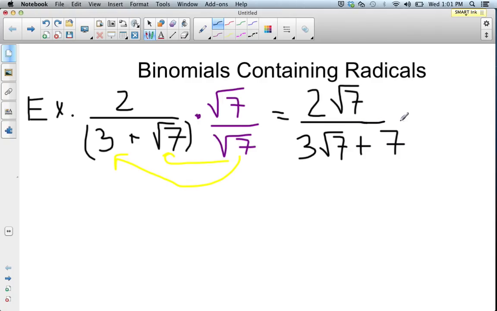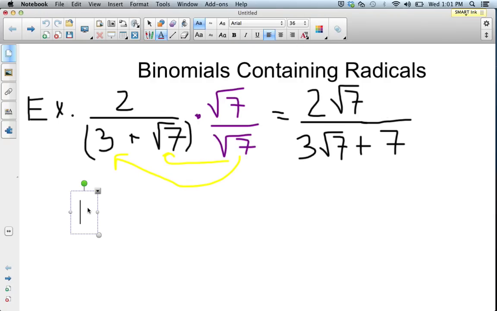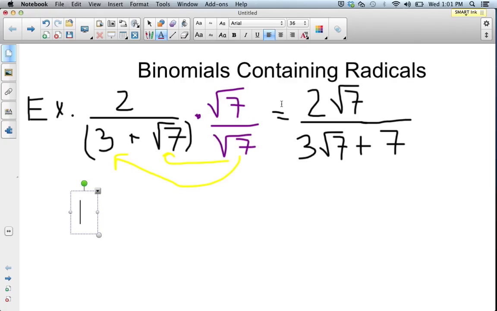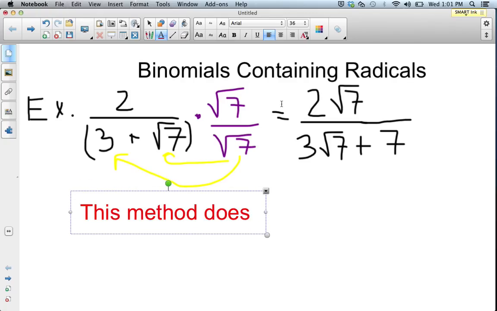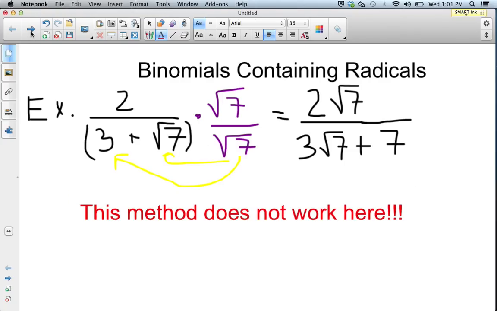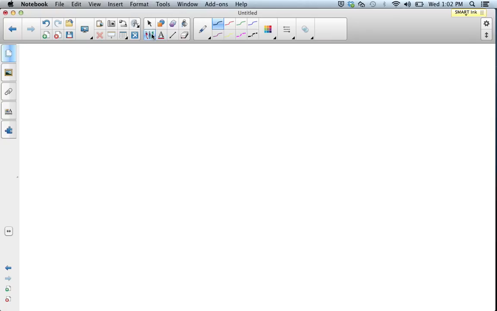Now, have we eliminated the radical in the denominator? Well, we haven't. So this method that we were using before, when we had a binomial here in the denominator, doesn't work anymore. So this method does not work here. So we've got to think of another way to rationalize the denominator. What we're going to do is multiply by what's called the conjugate. So our problem was 2 over 3 plus square root 7.